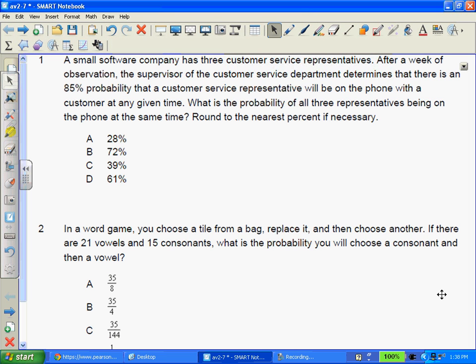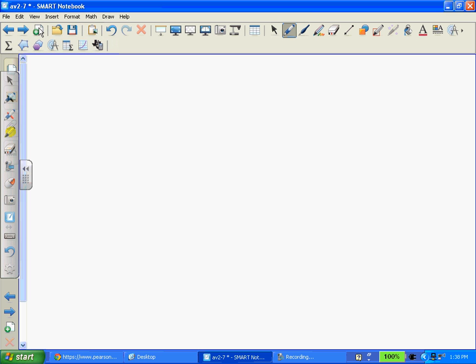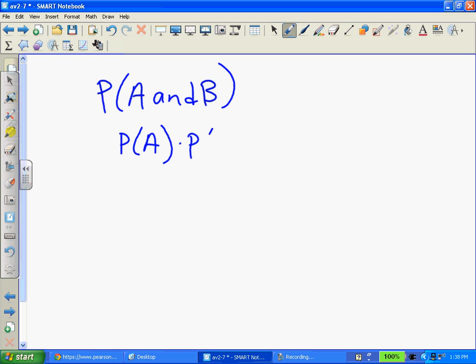Let's look at problems involving compound probability. Before we start, I want to look at two kinds of compound probability. The first is independent events, events that don't affect one another. So the probability of A and then B is the probability of A times the probability of B.